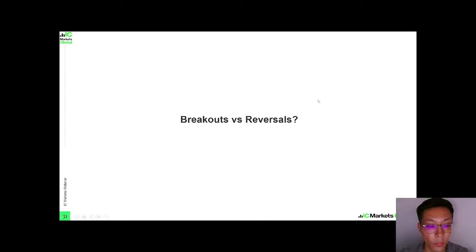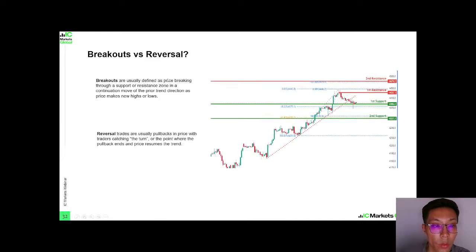All right, let's move on. So breakouts versus reversals. Breakouts are usually defined as price breaking through a support or resistance zone in a continuation move, basically moving in a trend direction as price makes a new high or new low. Whereas reversal trades are usually pullbacks in price with traders catching the turn. So basically, where the pullback ends and price resumes the trend.